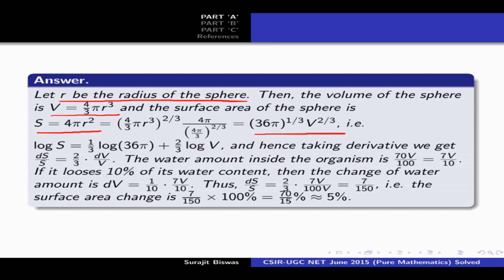The organism is 70% water, therefore the water amount would be 70 by 100 of the total volume, that is 7V by 10. If it loses 10% of its water content, then the change of water amount is dV, which is 1 by 10th of the total water volume. So now we have a definite value of dV by V. Therefore dS by S is 2/3 times dV by V, that is 7 by 150.